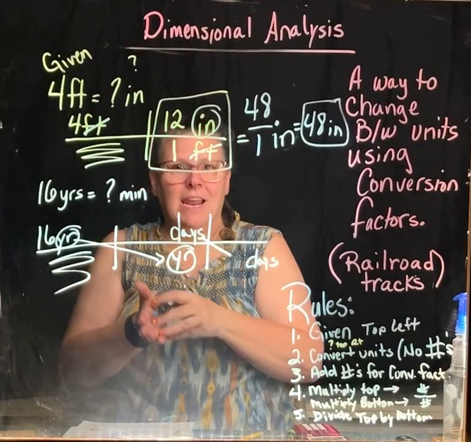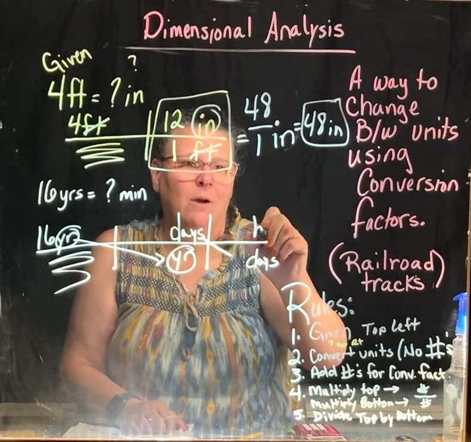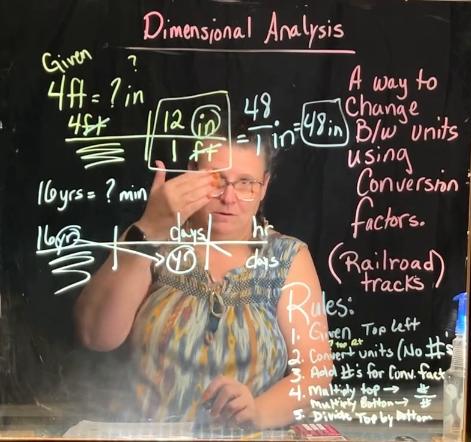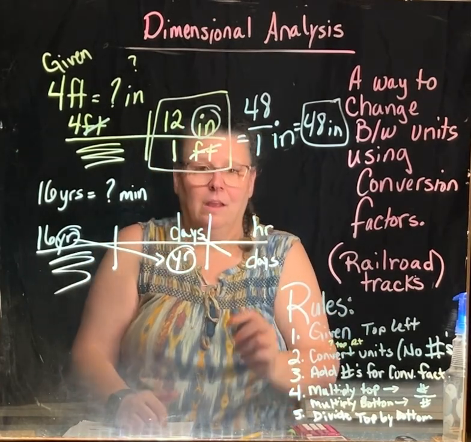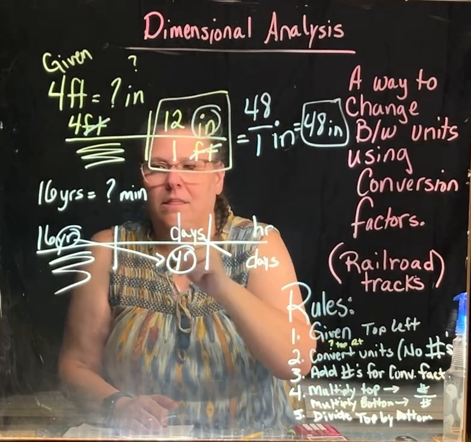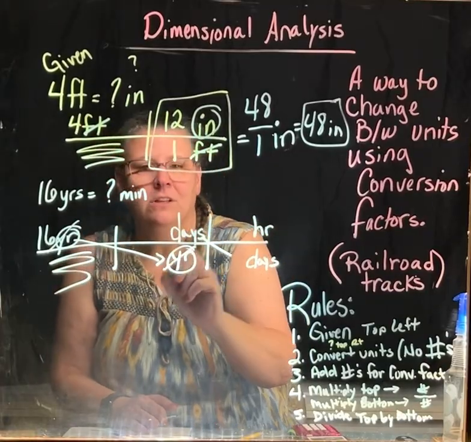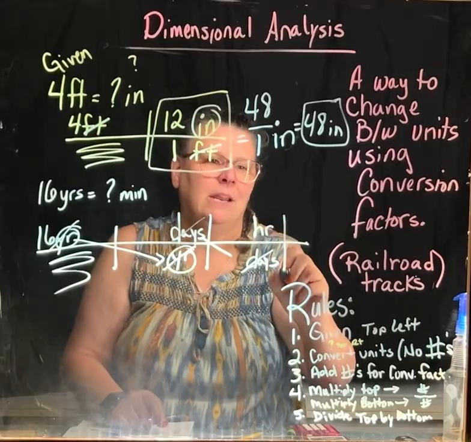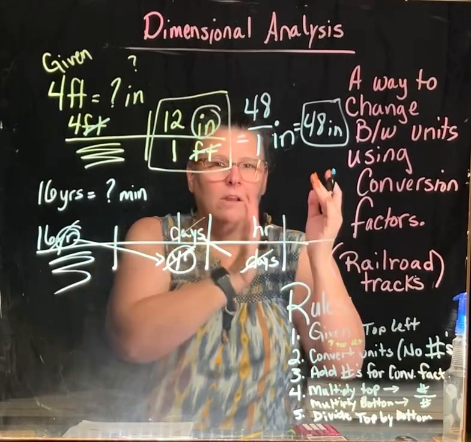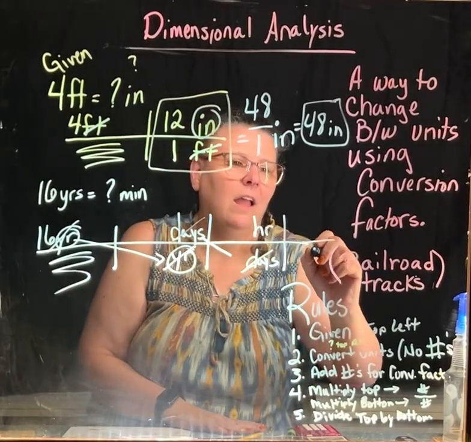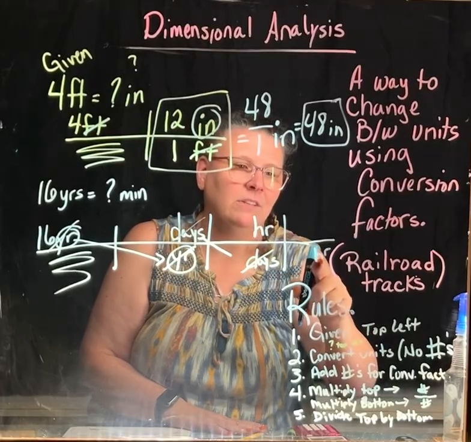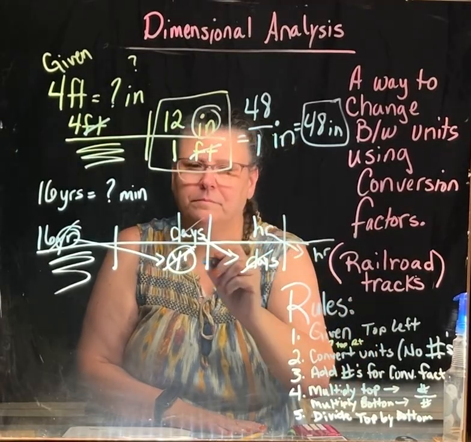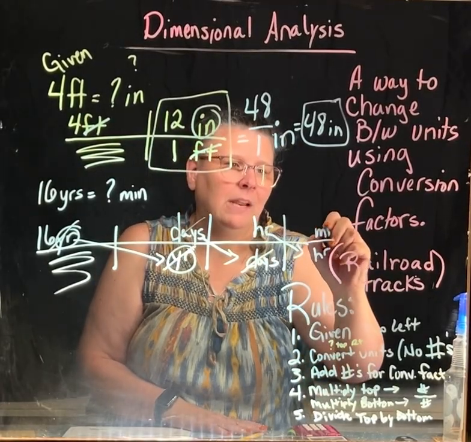And then from days, I can go to hours, because I know how many hours are in a day. So now years have canceled, days have canceled, and I'm left with the hour. But I still need to get to the minute. So I can add another factor, another track, hours on top, now it's going to the bottom. And I'm going to go to the minute.